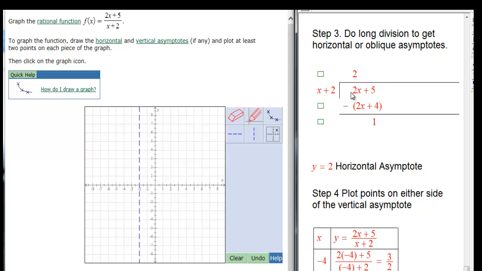x plus 2 is our denominator, 2x plus 5 is our numerator. x times 2 is 2x, 2 times 2 is 4, and so we have 2x minus 2x is gone, 5 minus 4 is 1. So 2 is our quotient, which means it's a constant, which means we have a horizontal asymptote. So we have y equals 2, which is our horizontal asymptote.